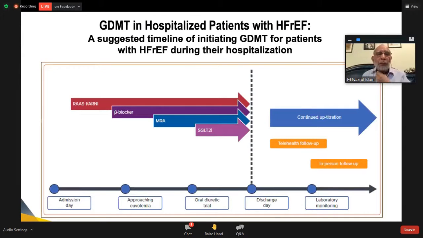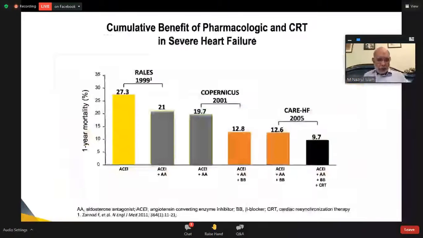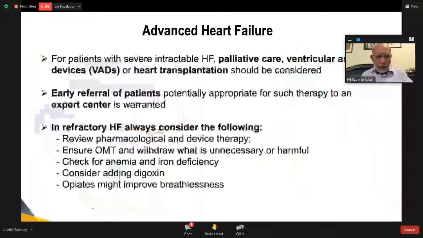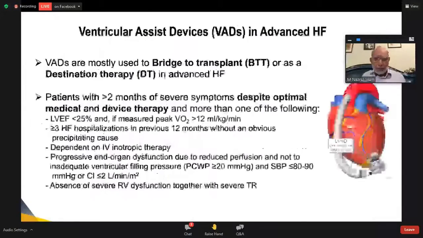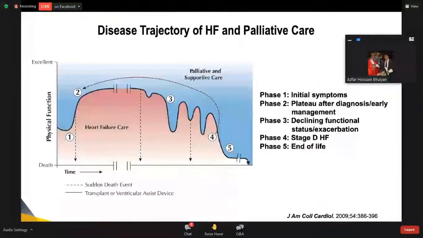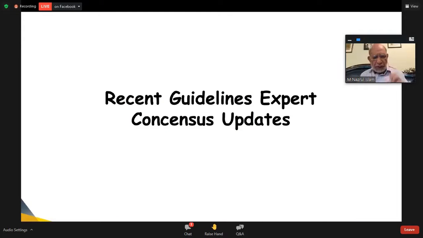After acute hospitalization, everybody should be started on either a RAAS inhibitor or ARNI, and beta blockers, before they are discharged. Once they are discharged, they have to be followed by continued up-titration, and either telemedicine or diet medicine should be given. I'm not going to go into this in detail. Secondary MR, I must avoid. Next, advanced heart failure I must also avoid. And now palliative care, but only three slides more.